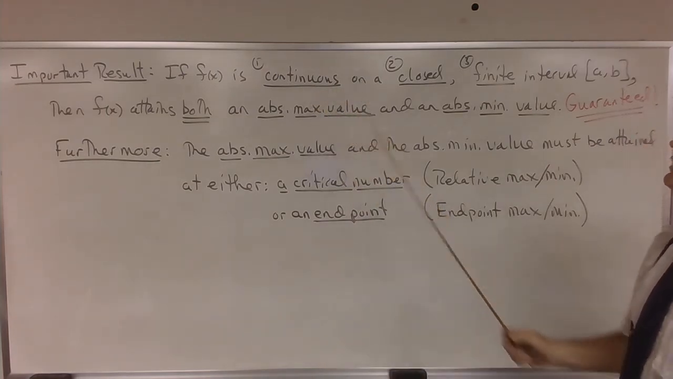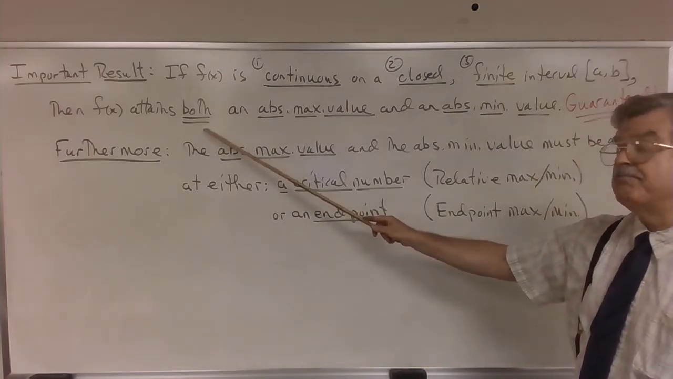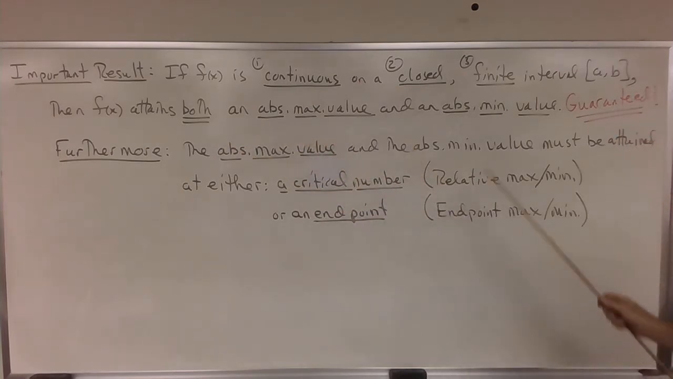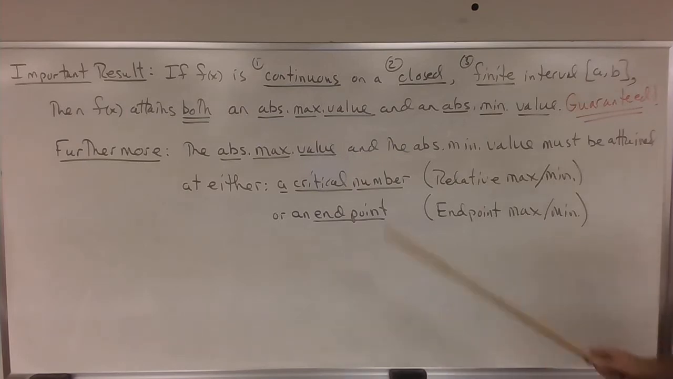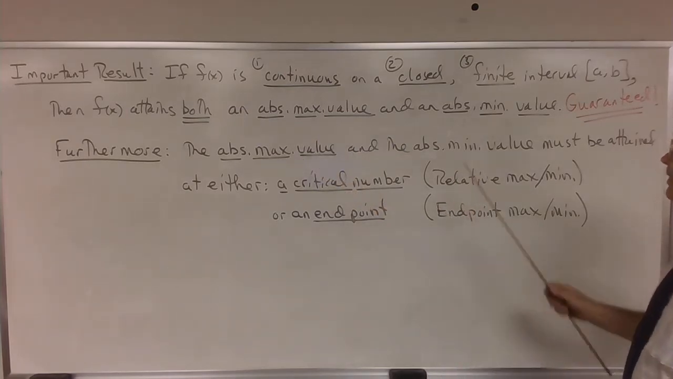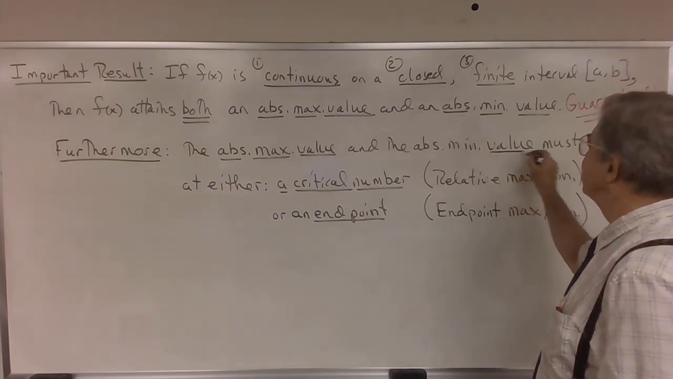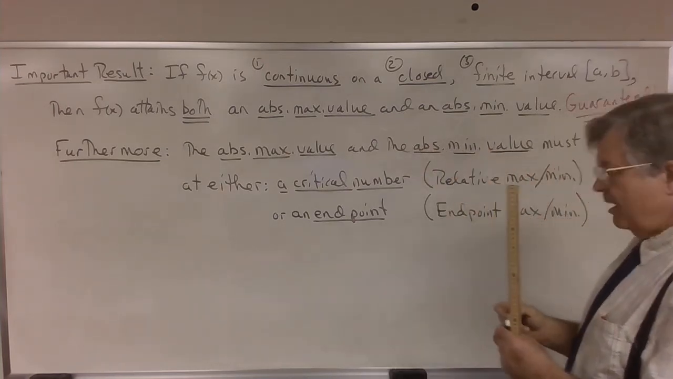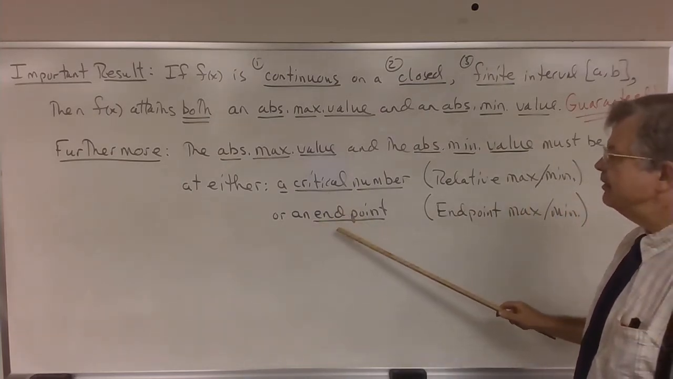So if f of x is continuous on a closed finite interval [a, b], then f of x attains both an absolute maximum value and an absolute minimum value, guaranteed. F of x has to have both. Furthermore, the absolute maximum value and the absolute minimum value must be attained at either a critical number or an endpoint.